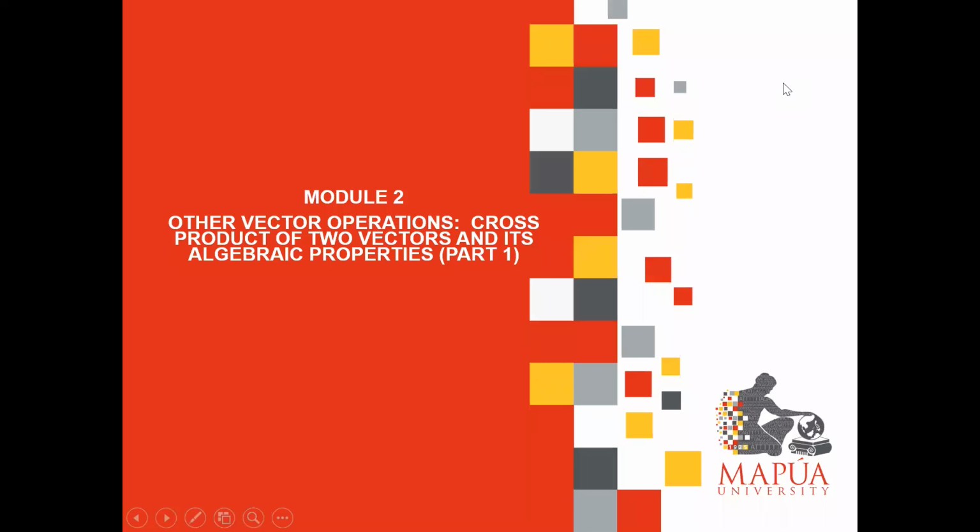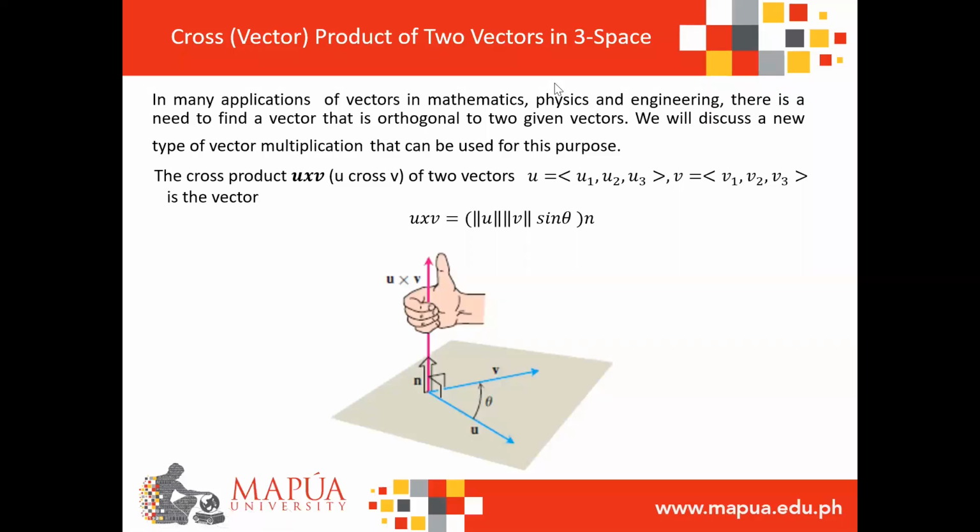Good day. This is Module 2 presenting other vector operations, specifically the cross product of two vectors and its algebraic properties. So we have here the definition of the cross vector product of two vectors in three-space.